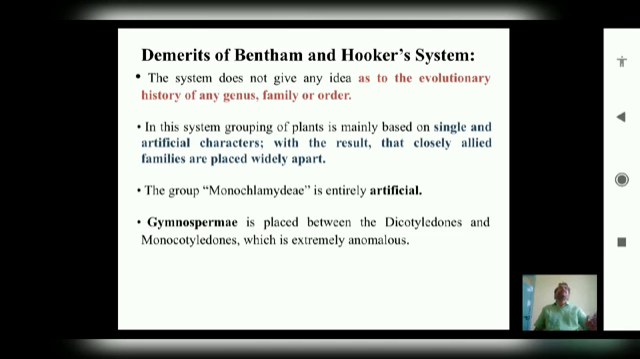So, demerits of Bentham and Hooker system of classification. The system does not give any idea as to the evolutionary history of any genus, family, or order. The grouping of plants is mainly based on single and artificial characters, with the result that closely allied families are placed widely apart. The group Monochlamydeae is entirely an artificial grouping, and Gymnospermae being placed between dicots and monocots was also a demerit in their system of classification.